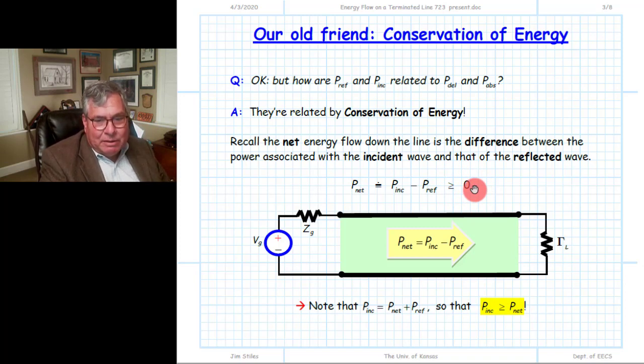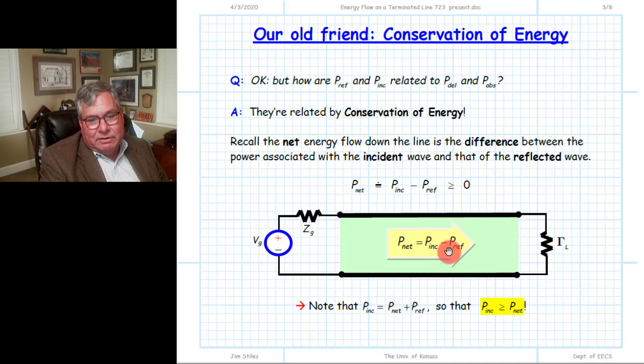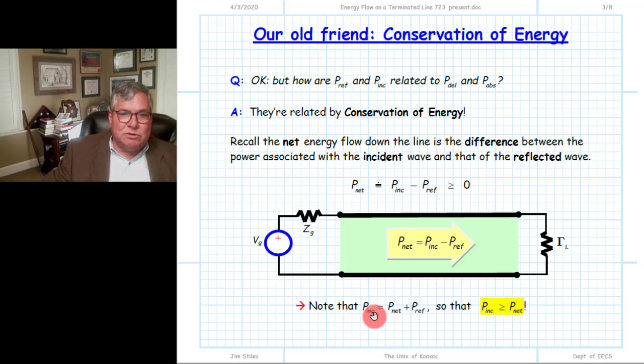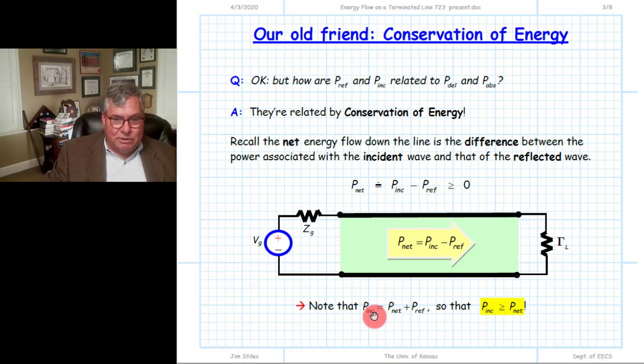Now, think about what that means with respect to the incident power. The net power flow is equal to the difference between the incident and the reflected. Again, both the incident and reflected are positive values. The reflected must be less than or equal to the incident, so the net power flow is a positive value. And because of that, we can take this equation and rewrite it in terms of the incident power. The incident power is equal to the net power flow along the transmission line plus the reflected power.